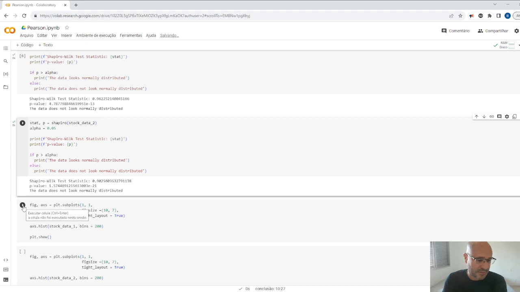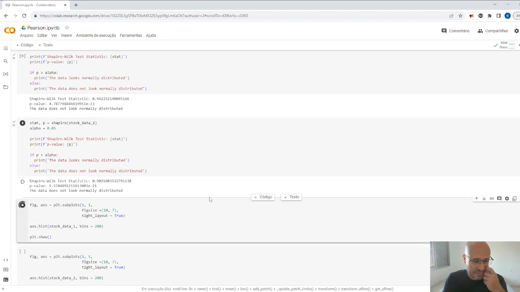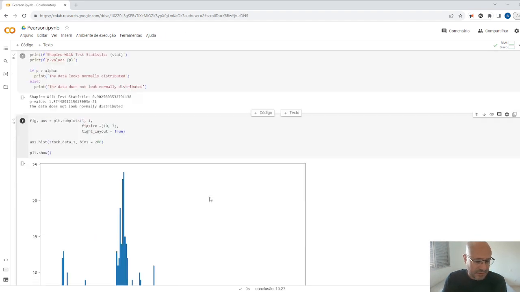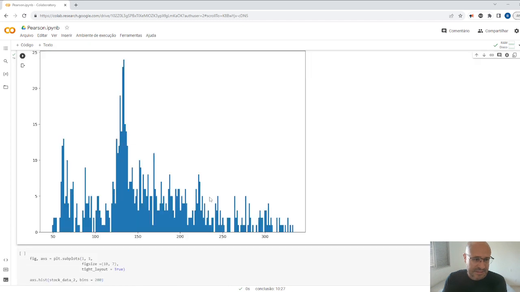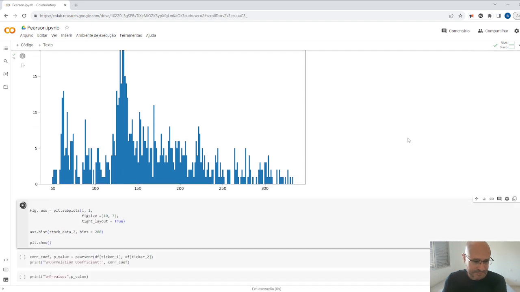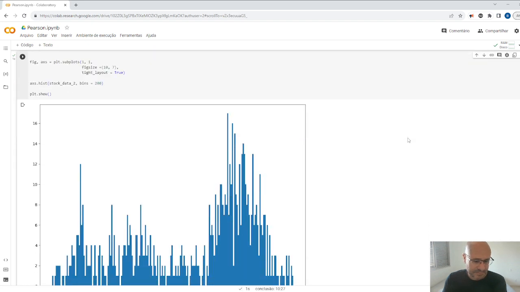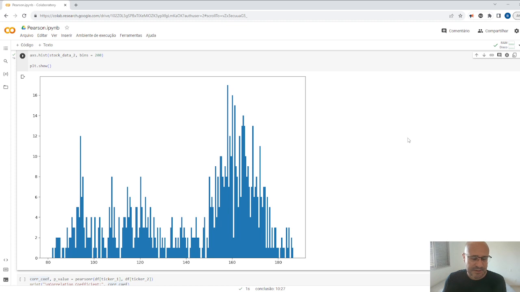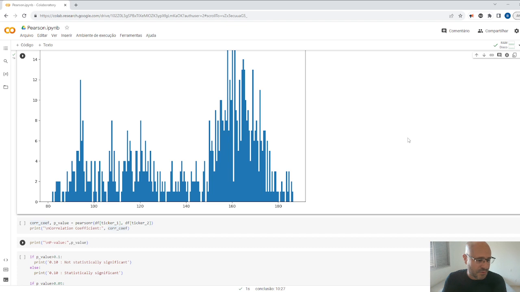Let's plot the histograms for stock number 1, and this doesn't look like a normal distribution. What about stock number 2? It also doesn't look like a normal distribution. So we will assume that the data from both of those stocks are not normally distributed.